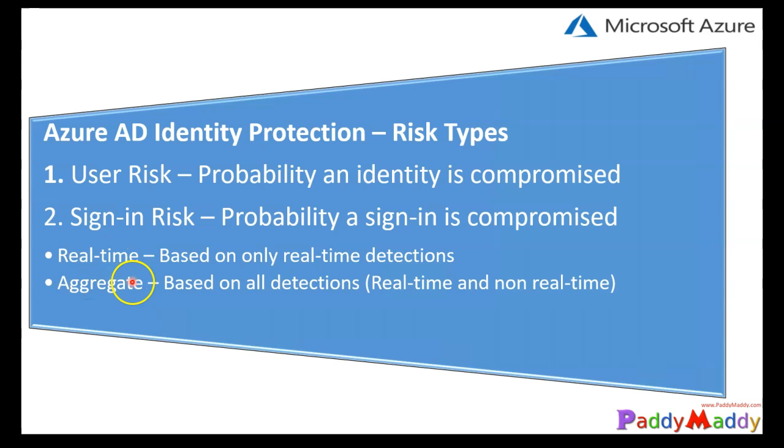Whereas the aggregated one actually checks the last few sign-in activities and the locations. Based on that, it will come up with an aggregated score, and then it will allow the user to sign in. These risks are shown as high, medium or low in your identity protection manager console, or in the Azure portal.